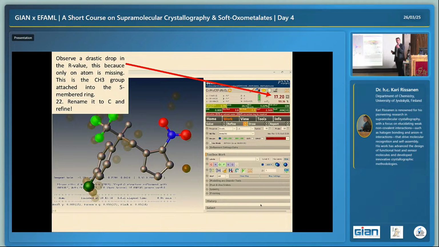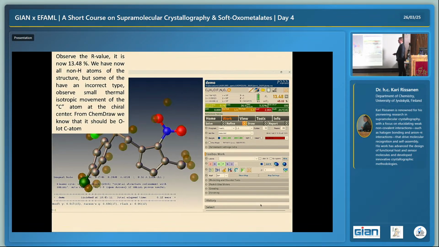So we have everything else except one atom missing. We are now only looking for the remaining atom. And this is the CH3 group attached to the 5-membered ring, and you can see it here. So now we rename this as carbon and repeat the same refinement. Now we have it, and now observe, look. The R value went to 13 and changed color. So we are now going from the red to the orange or yellow color.